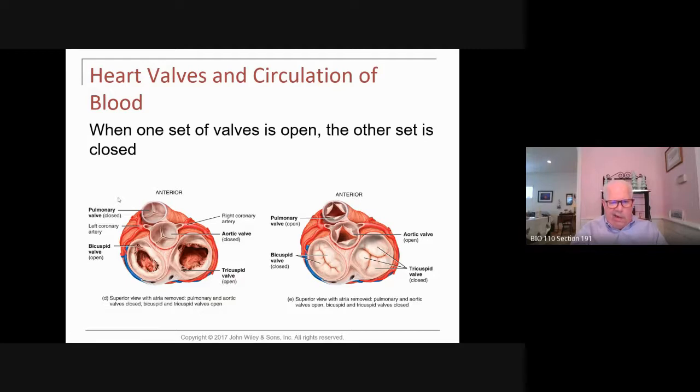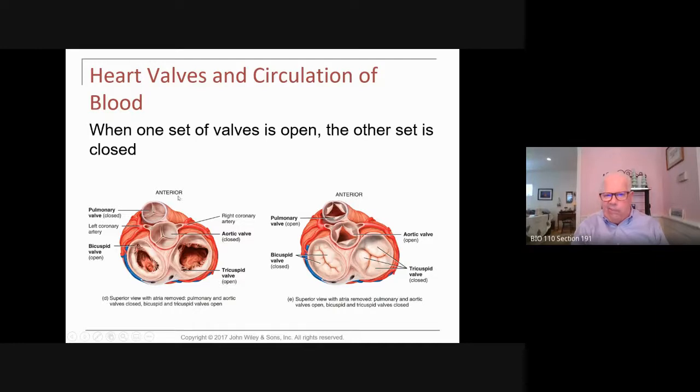99% of all arteries carry oxygenated blood. However, the pulmonary artery carries venous blood. Remember, it's coming from the right ventricle, and it needs to go into the lungs to get oxygen. Okay? So that's the outflow of the right side.